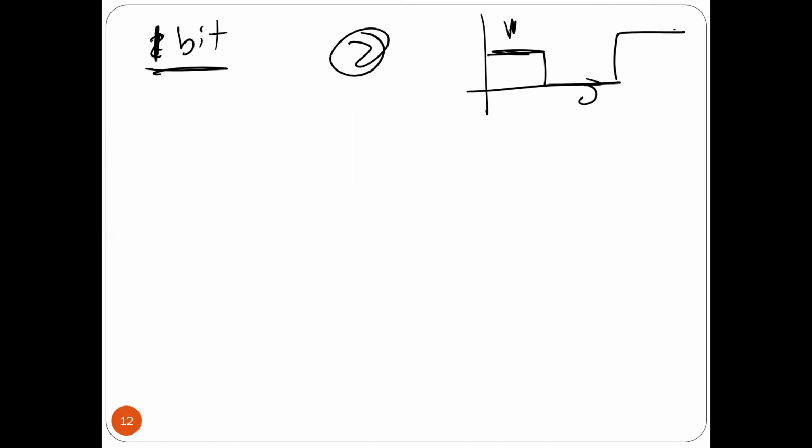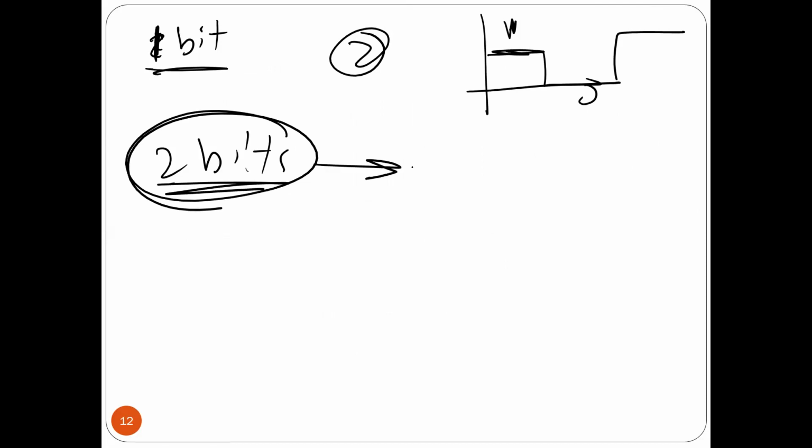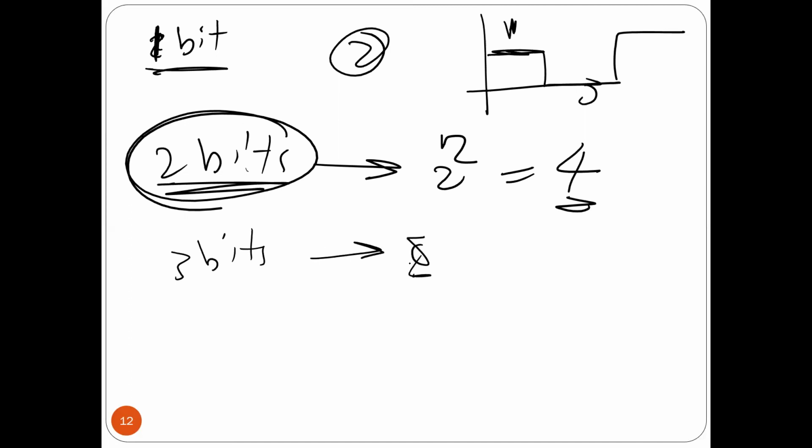Is that okay? The other one, if I want to transmit 2 bits, you actually have 2 to the power 2 cases, which is 4 cases. So I need 1 voltage for each case. You got what I'm saying? Same thing if I want to transmit 3 bits. Here I'm going to have 8 cases, so I need 8 voltage levels, 1 voltage level for each case.